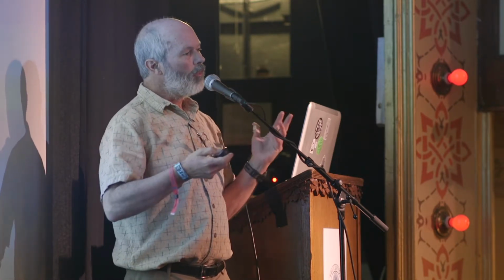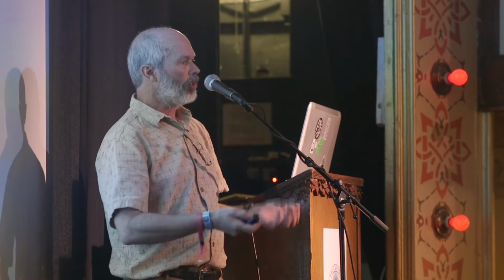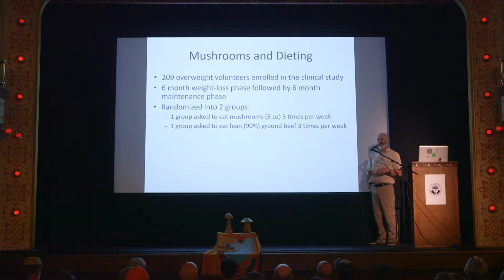They had about 200 volunteers who were trying to lose weight, so people who were overweight but wanted to lose weight and enrolled in this trial as a means to do that. The way this was broken down was that there was a 6-month phase where you were trying to lose weight and a 6-month maintenance phase to see if you just gained it all back as soon as you were off the diet.